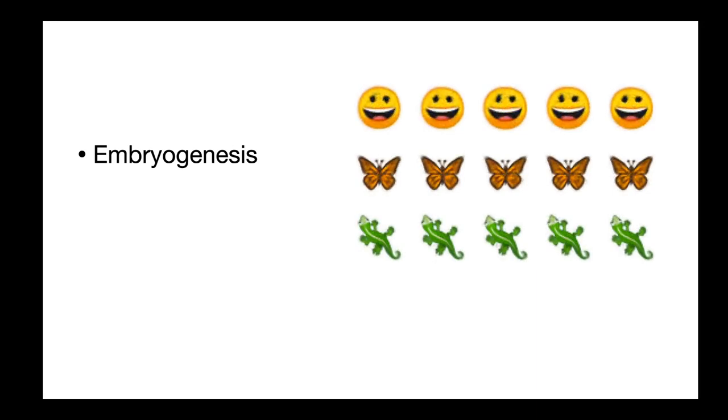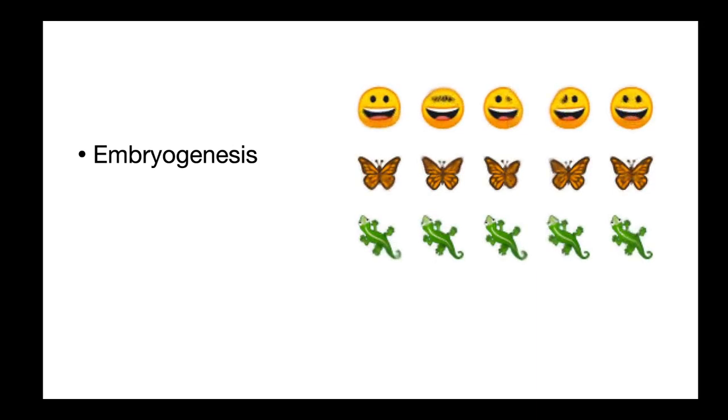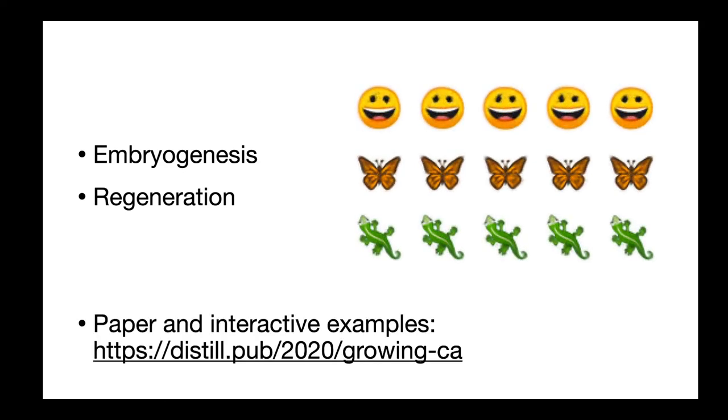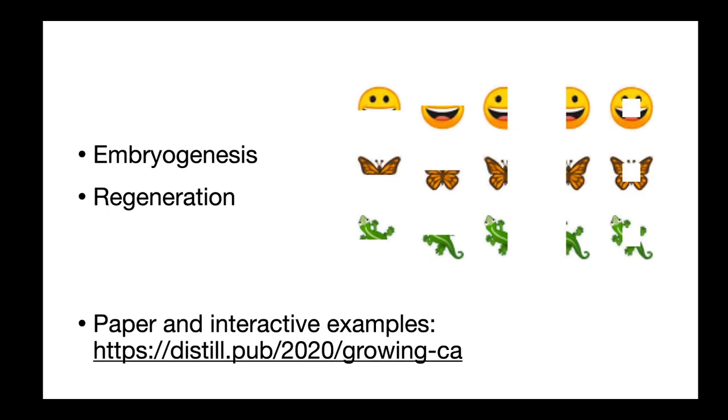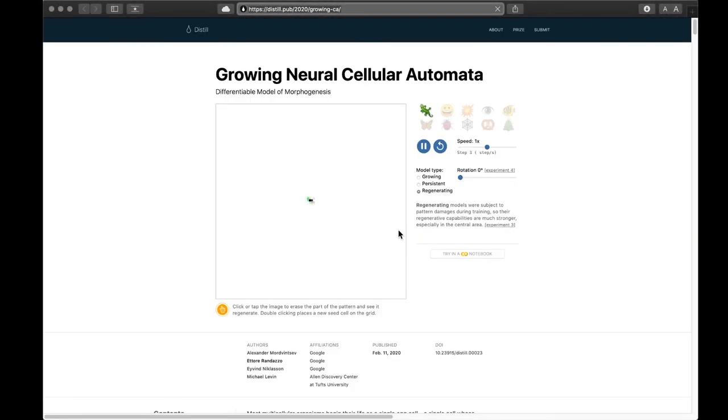So this paper is a beautiful example of self-organizing behavior, displaying controlled growth and regeneration with all cells using only one update rule that's trained. And I would definitely encourage you to check this paper out on Distill, where you can play around with some models and even access the code in a notebook.